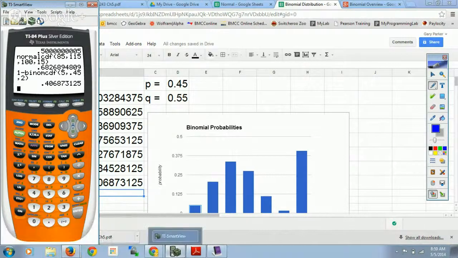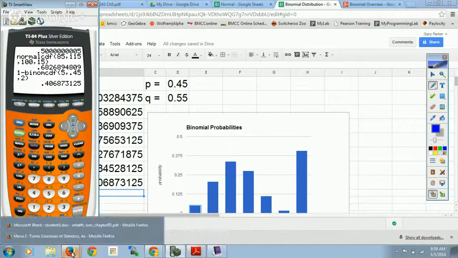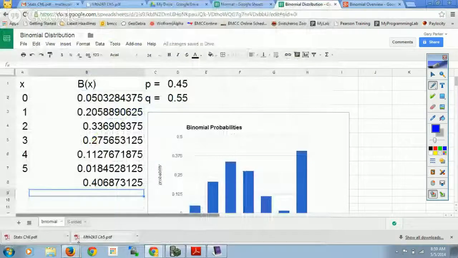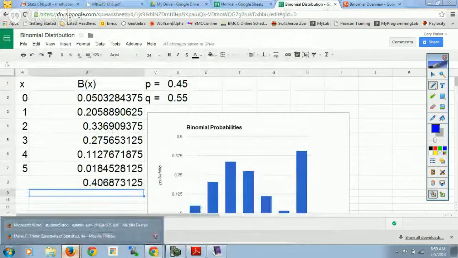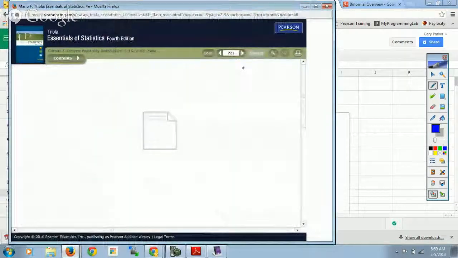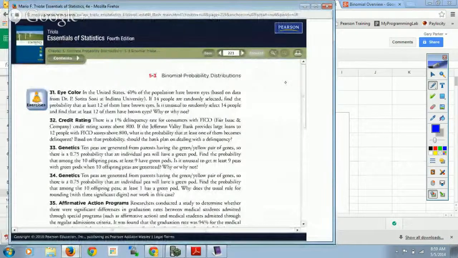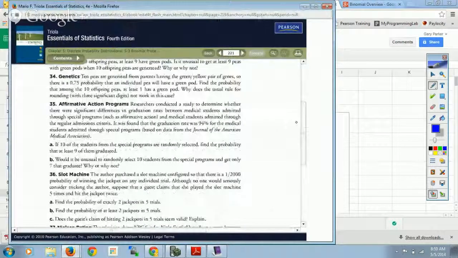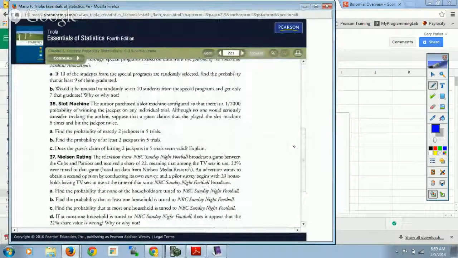Let's do another one, and then we'll play around with the mean. So let's see, where the heck is the homework? There it is. Let's jump to the next page. What would I do? All right, let's see. How about affirmative action, maybe?